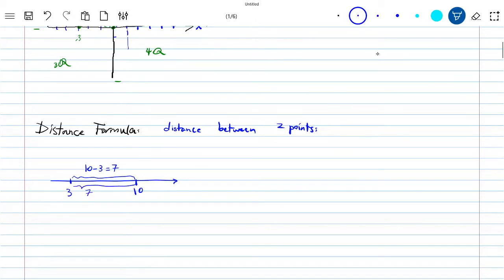So this length between 3 and 10 is simply 7. What if instead of 3 this was something like 5 and negative 4? What would be this distance? It's still the same idea, 5 minus negative 4. It turns out to be positive 9. Because first you have to reach 0. 0 to 5 is 5. Then from 0 to negative 4 is another 4. So the total distance is still 9. So the distance between these 2 points in one dimension is just calculating the difference between those two values.